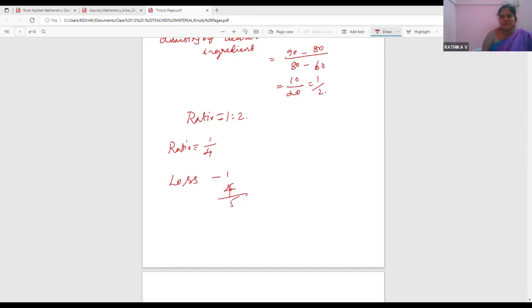The portion of the cistern filled by both pipes in 1 hour, reciprocally we'll take it, 1/8 plus 1/12, which is 5/24. Therefore the time taken by both pipes to fill the tank will be 24/5 hours. So this you have calculated. Now because of the leakage, they are taking an additional 12 minutes. So the 12 minutes is added here: 4 hours 48 minutes plus 12.